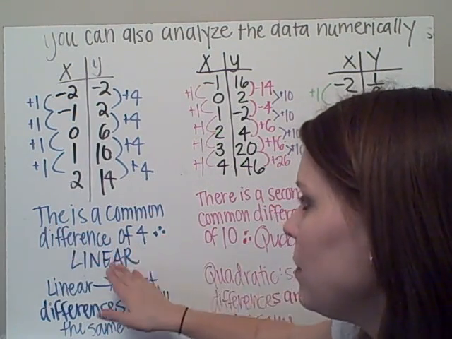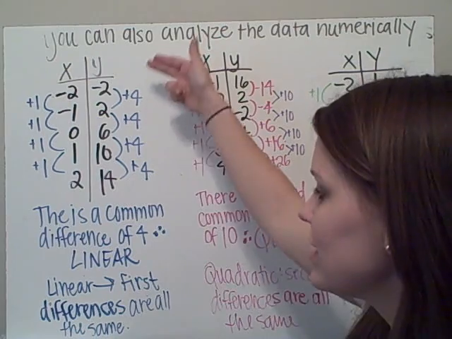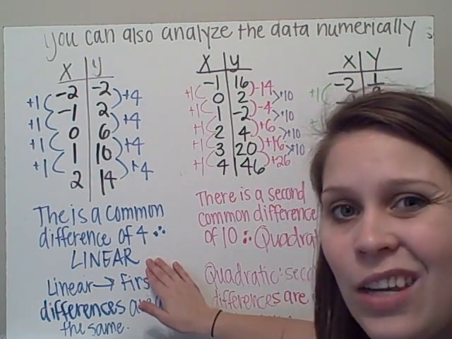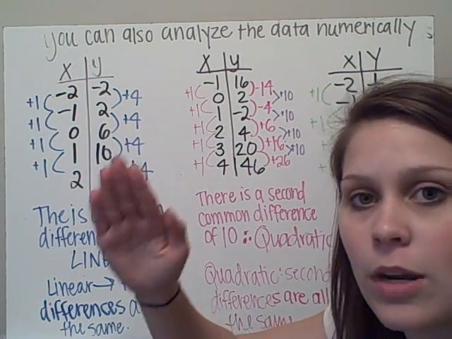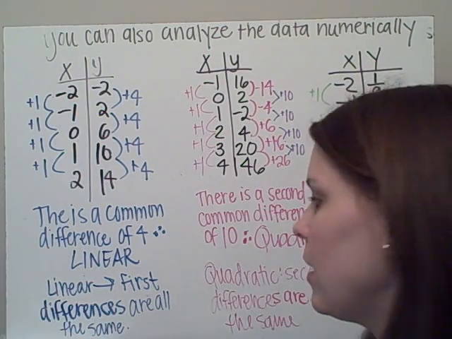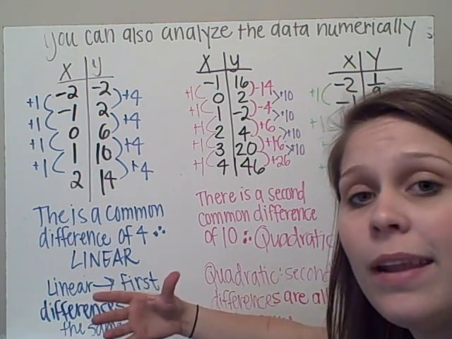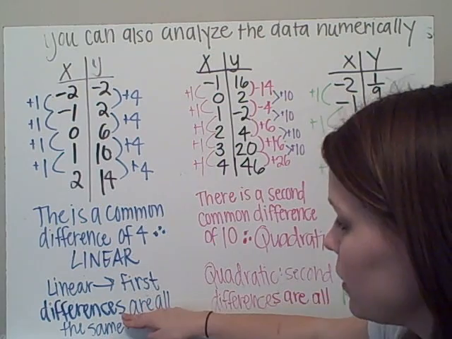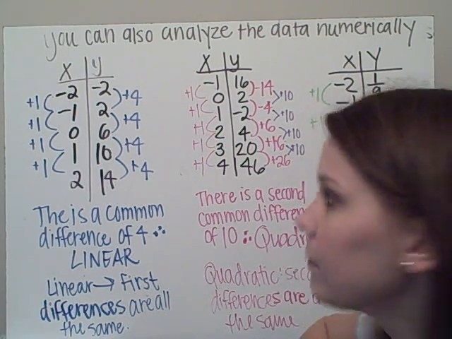So when you have a common difference of 4, when they are all the same, this represents a linear equation, because that's how it makes that straight line. It's going up by the same amount every time. So you can find a linear function when the first differences are all the same.